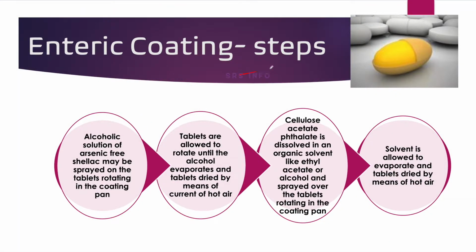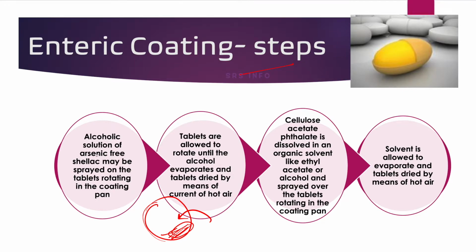Now let's understand the steps of enteric coating. This is very simple, the same as tablet coating. We have discussed tablet coating many times. In the coating pan, the tablets are at the bottom. We spray the coating material. Then the pan rotates and heat is supplied. The solvent of the coating material evaporates, leaving a thin and complete coating on the tablet. The same process is applicable here also.